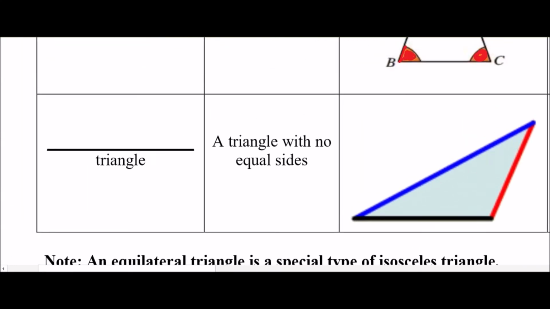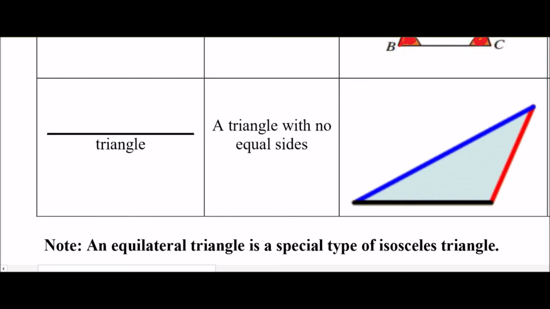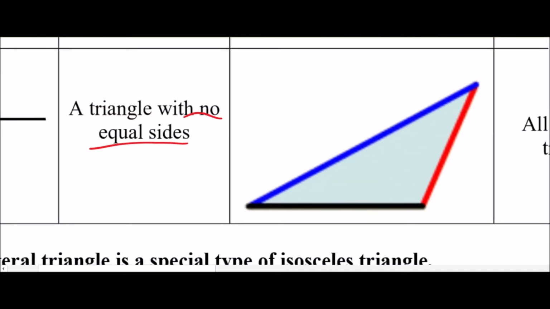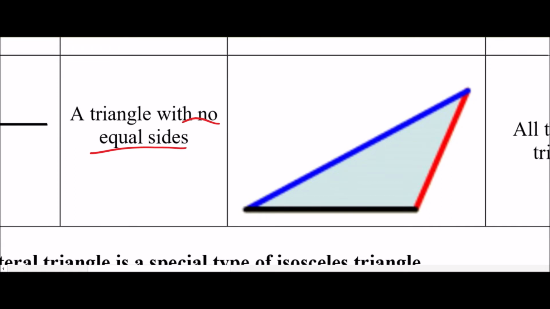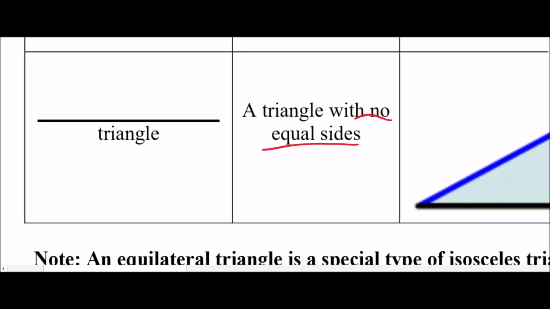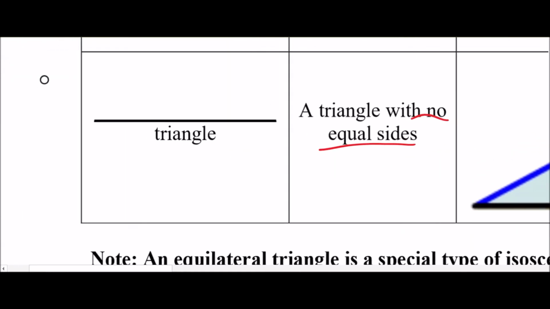Now you have a less special case, of course, a triangle with no equal sides. All three sides here, the blue, the red, and the black, are not the same length. None of them are equal. So what do you call this type of triangle? We call it the scalene.